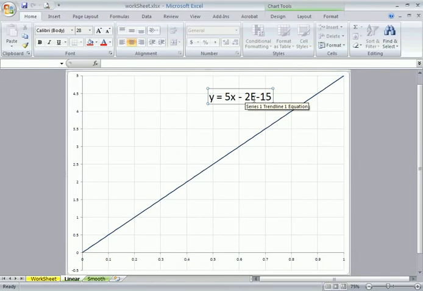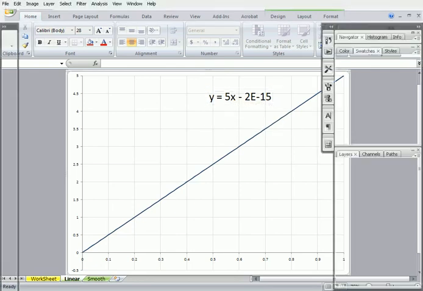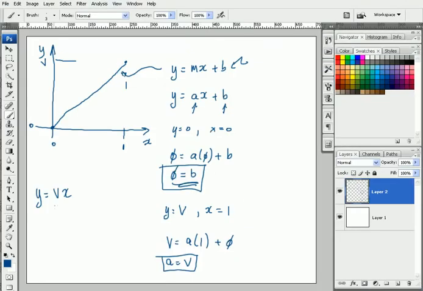Minus 2e to the minus 15 is practically 0, so we can omit that. We get y is equal to 5x. And I said that in this example we chose our output to be equal to 5. So our equation matches. Y is equal to 5x is the same thing that we generated here. Y is equal to v times x. Great. So we have a way to generate a linear interpolation for some specified maximum range value.